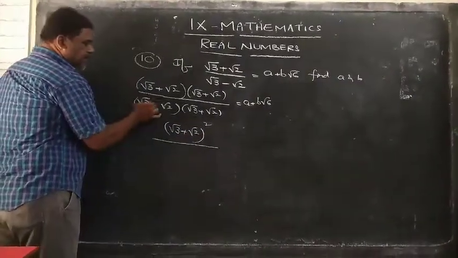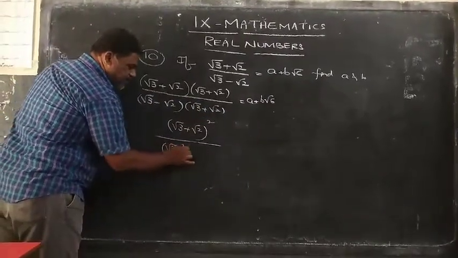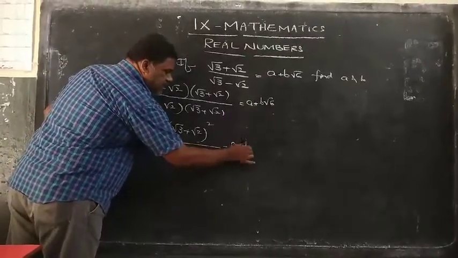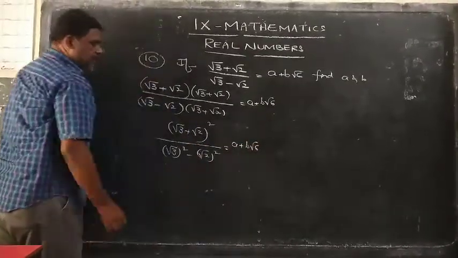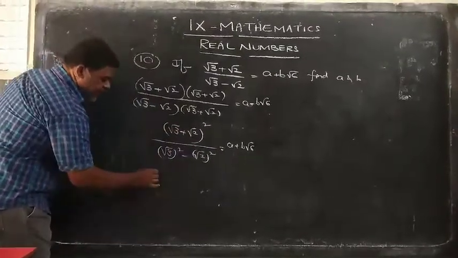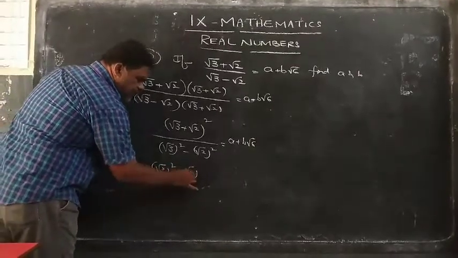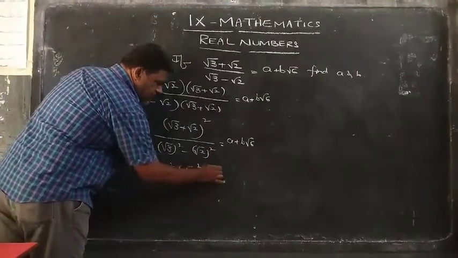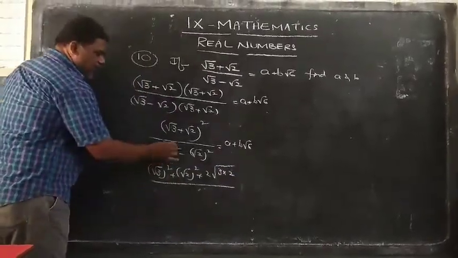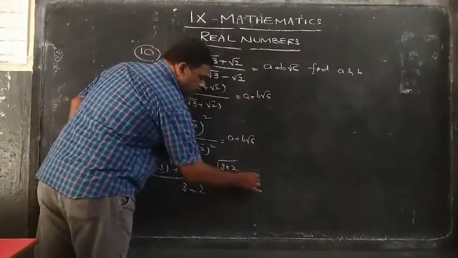Here the denominator is a minus b into a plus b, it is a square minus b square, is equal to a plus b root 6. Now this is the a plus b whole square formula we have to use and we should expand it. A plus b whole square is a square plus b square plus 2ab. Root 3 whole square is 3, root 2 whole square is 2.